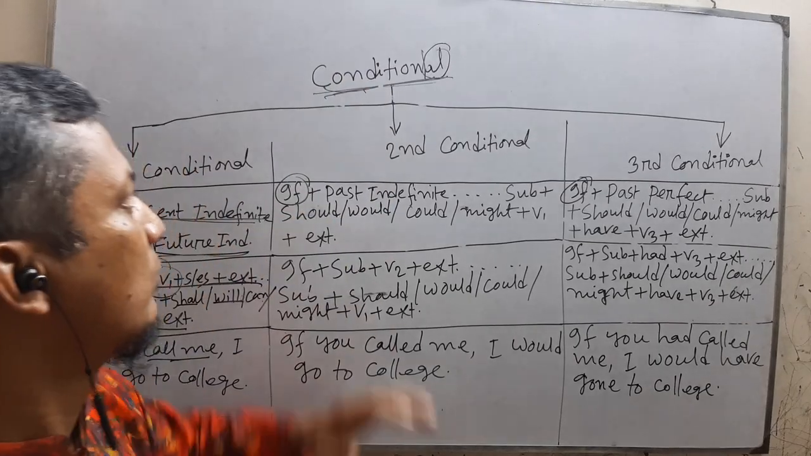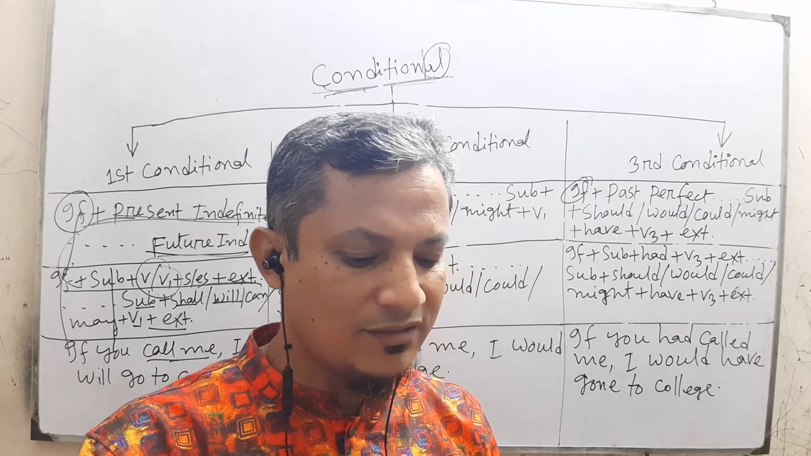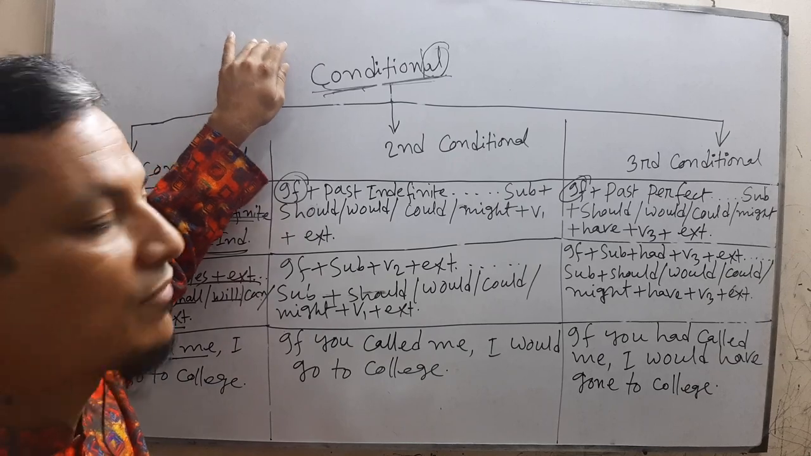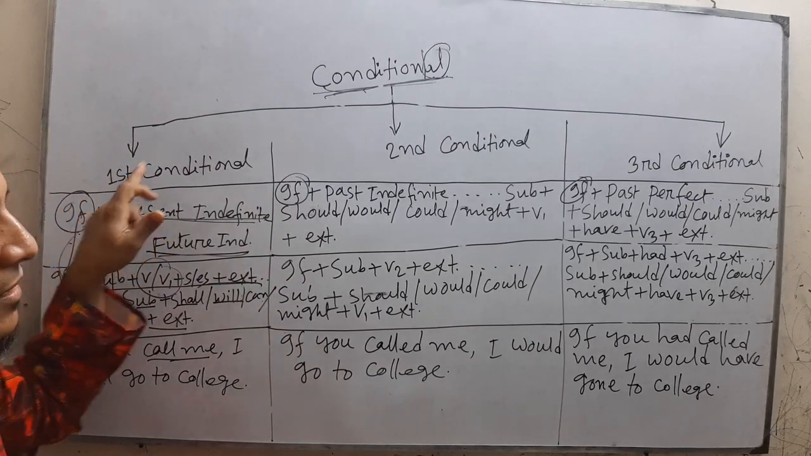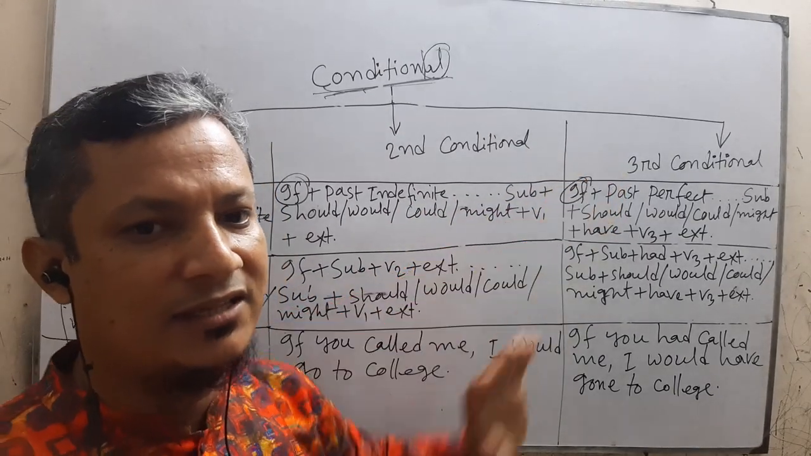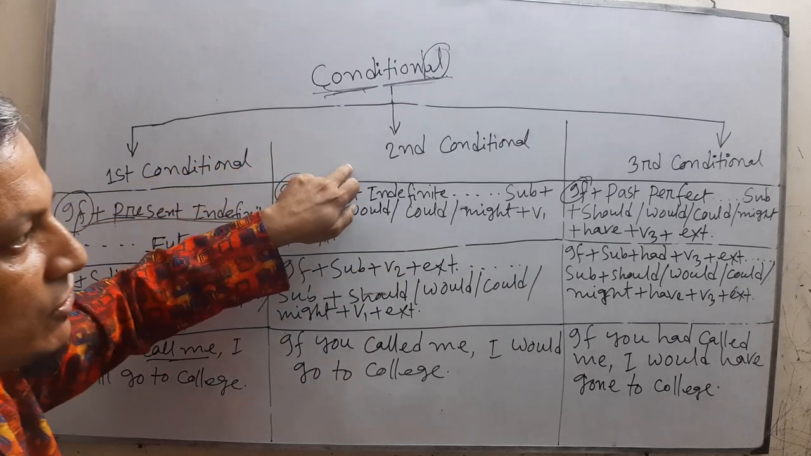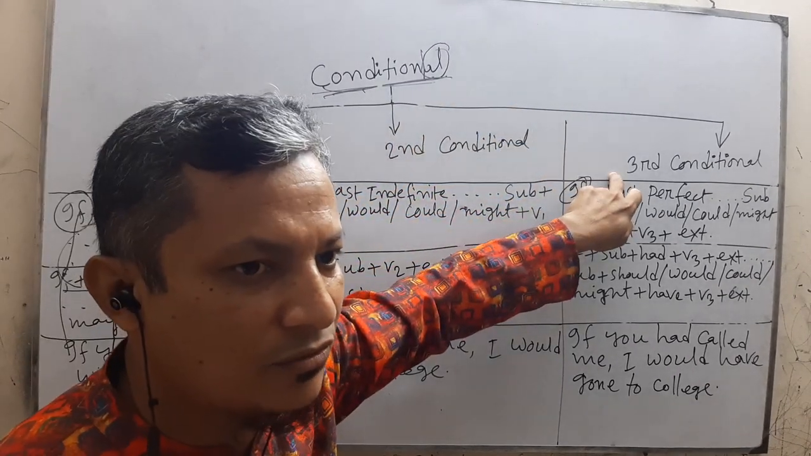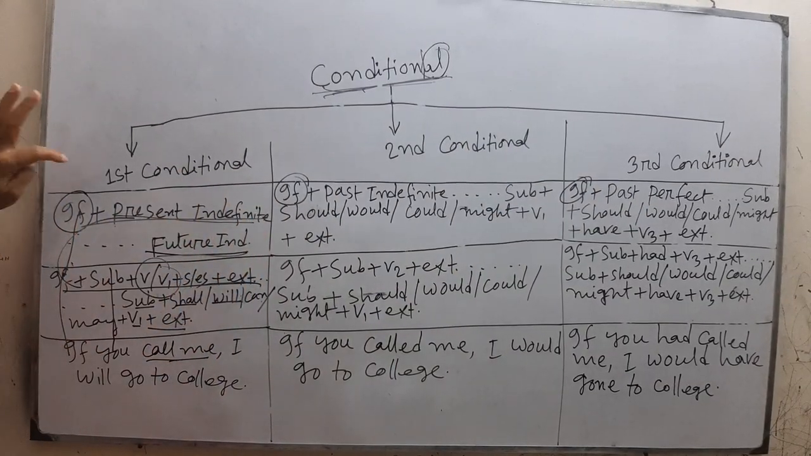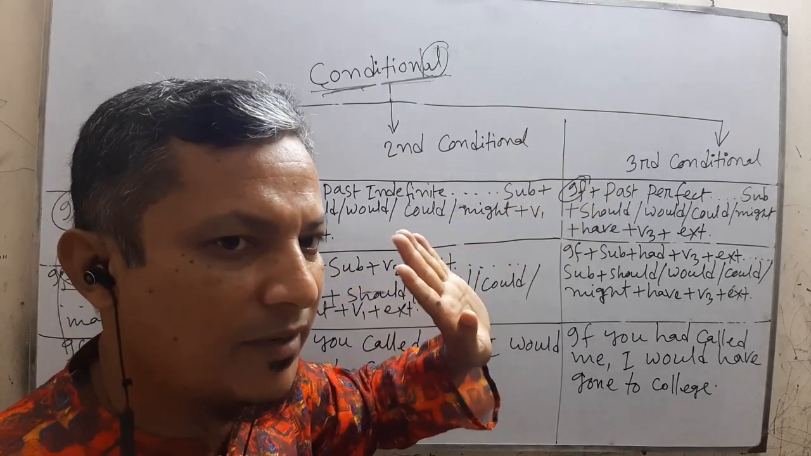Okay, my dear students, now who can say how many types of conditional there are? There are three types of conditional: first conditional, second conditional, and third conditional. Am I clear to you? Now, at first, I will discuss first conditional, then second conditional, then third conditional.